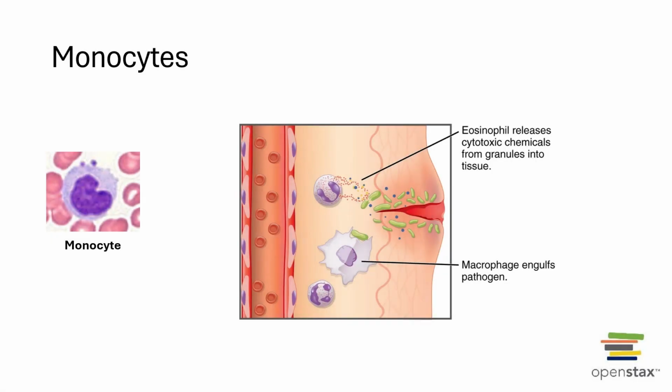Monocytes normally represent 2 to 8% of the total leukocyte count. They are easily recognized by their large size and indented nuclei. These cells are specialized for phagocytosis to engulf debris, foreign pathogens, and dead, worn out, or damaged cells. When monocytes leave the blood and enter other tissues, they become macrophages.